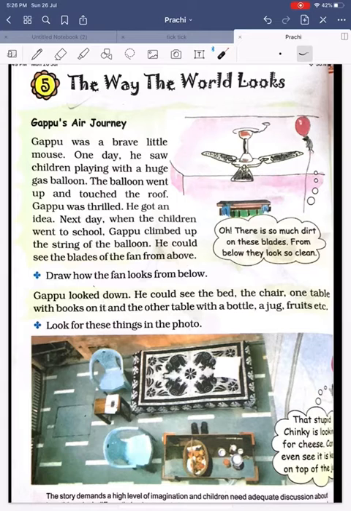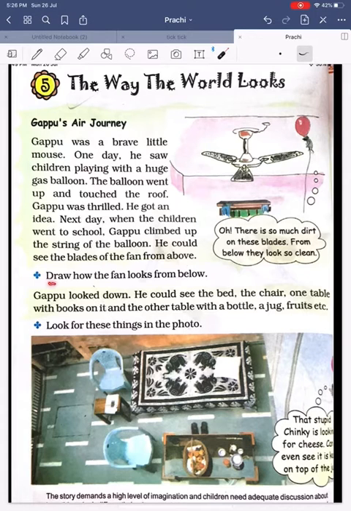And what is he thinking? Oh, there is so much dirt on these blades. From below they look so clean. ये जो fan के, इसको blades बोलते हैं बेटा. So because Gappu is looking at the fan from the top, he is able to see the dirt.